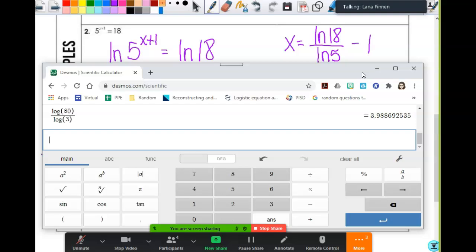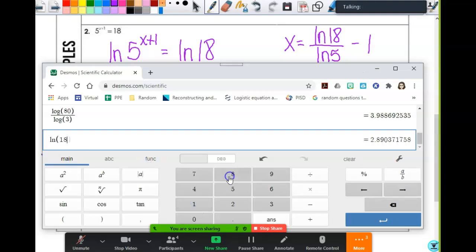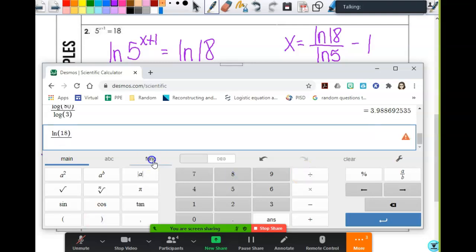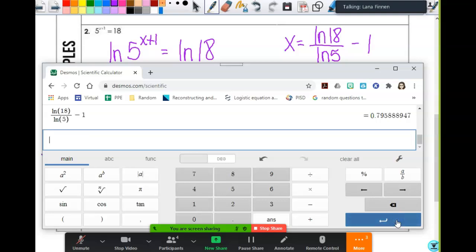All right, so let me do that again. Function, natural log of 18, close my parentheses, divided by natural log of 5. And then I want to subtract the 1 all in one step. So if you use these arrows, or even the arrow on your keyboard, and then minus 1. And then usually I hit enter when I'm done, even though I don't have to, so I don't have that issue. And so that means my answer is 0.796.